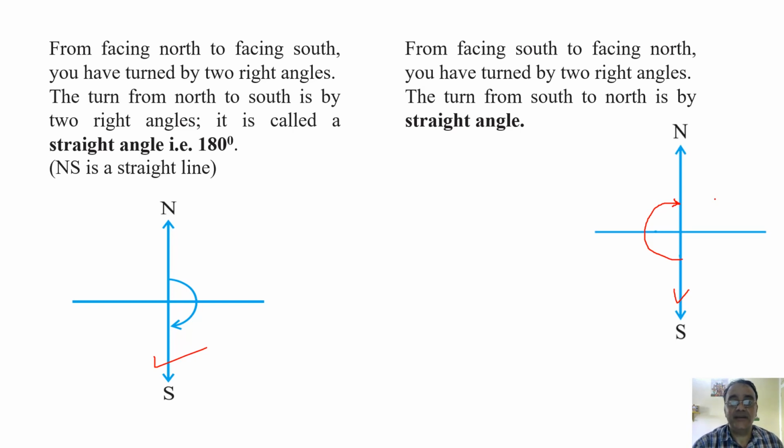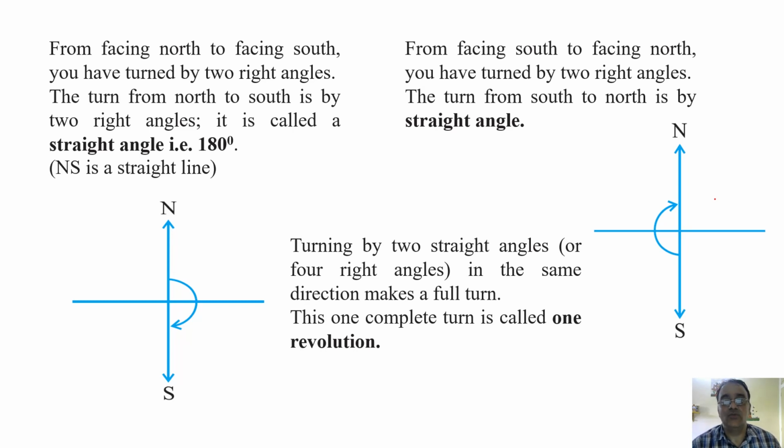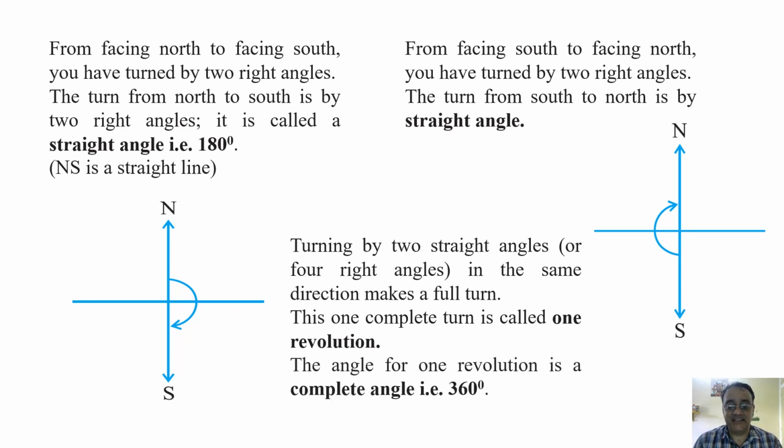Okay, so turning by two straight angles, if we start from north and turn two straight angles, where will we face again? 360, complete angle. We will face the north side again. Turning by two straight angles in the same direction makes a full turn. This one complete turn is called one revolution. The angle for one revolution is a complete angle, that is equal to 360 degrees.